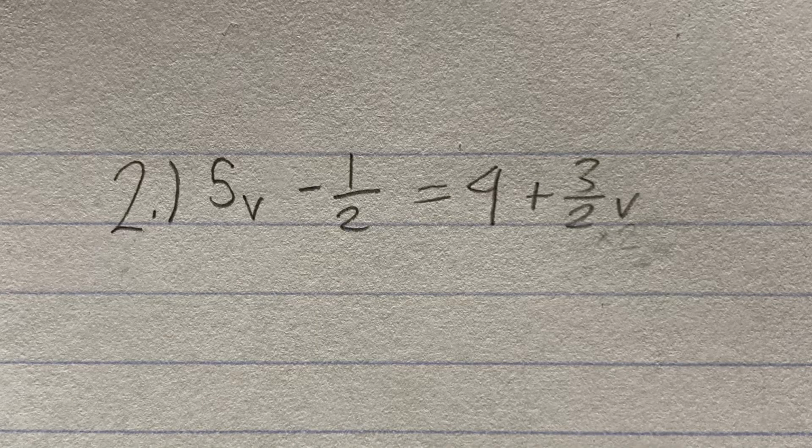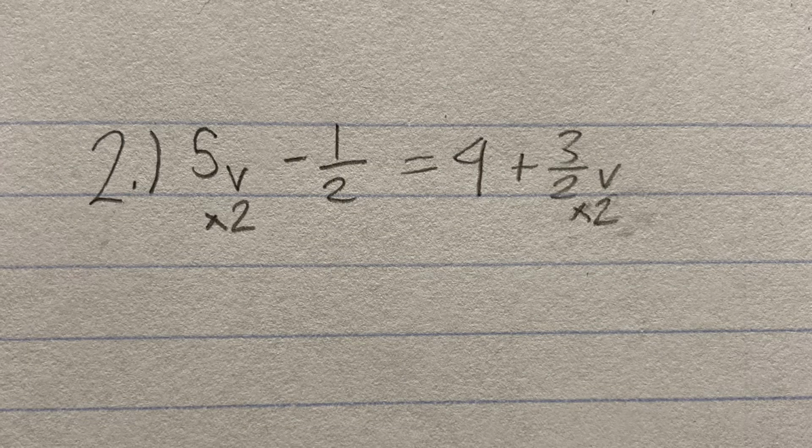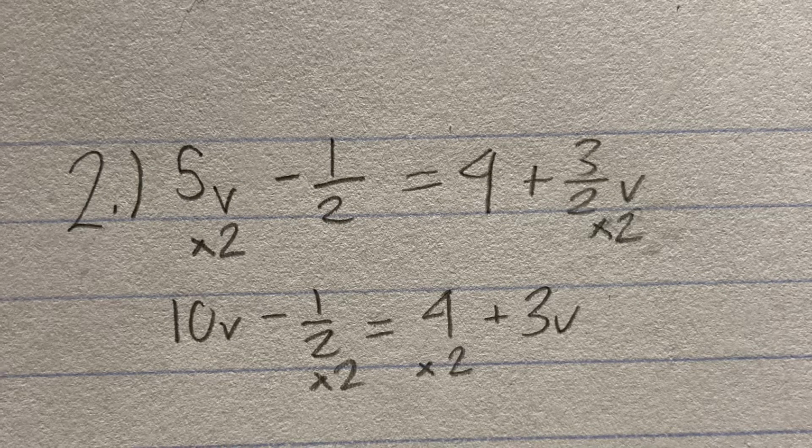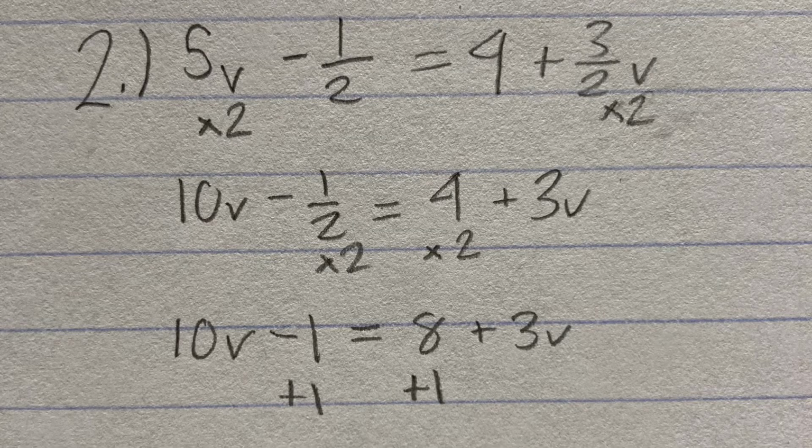Our next problem will be number 2, which is 5v minus 1 over 2 equals 4 plus 3 over 2v. Our first step would be to multiply both sides by 2. Now we're left with 10v minus 1 over 2 equals 4 plus 3v, and the next step will be to multiply both sides by 2, starting with 1 over 2. We're left with 10v minus 1 equals 8 plus 3v.